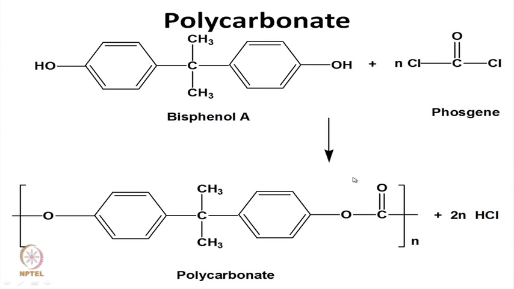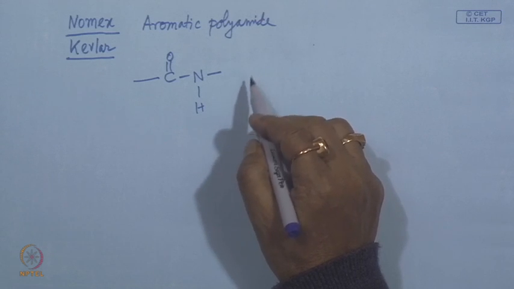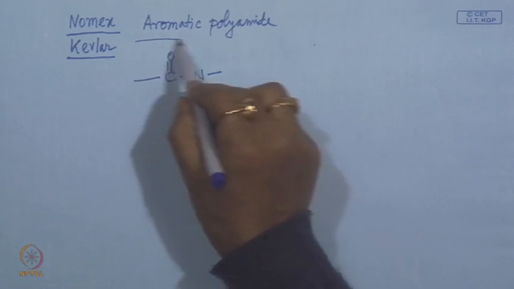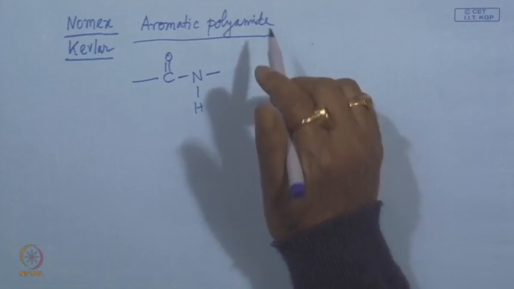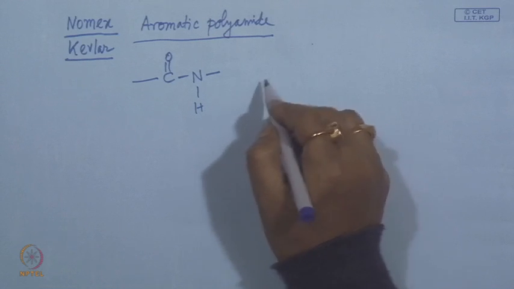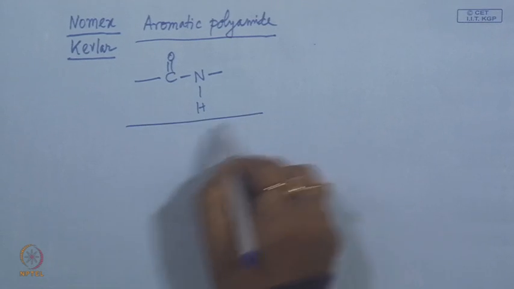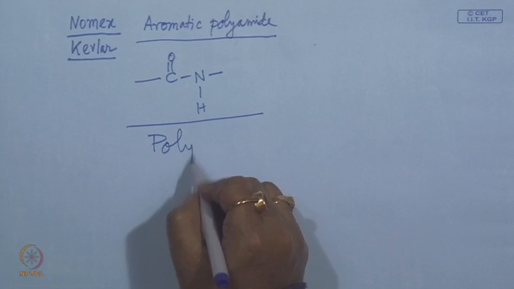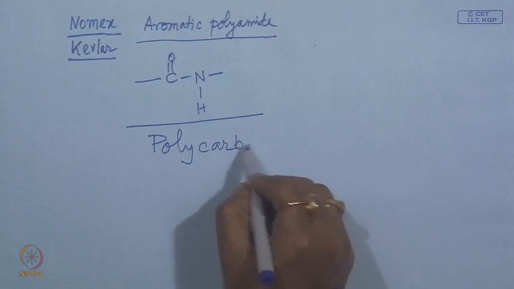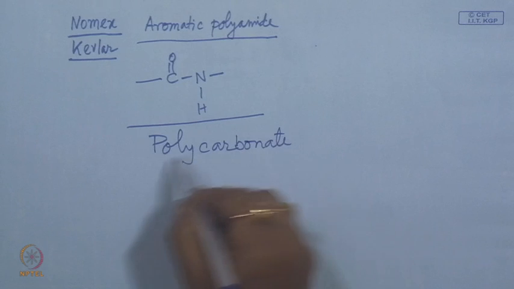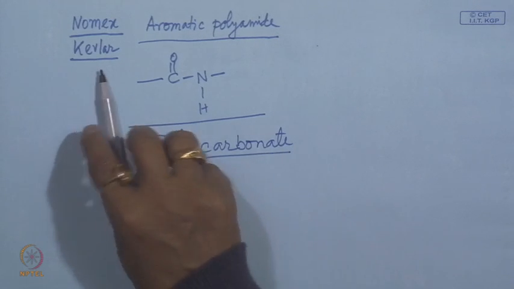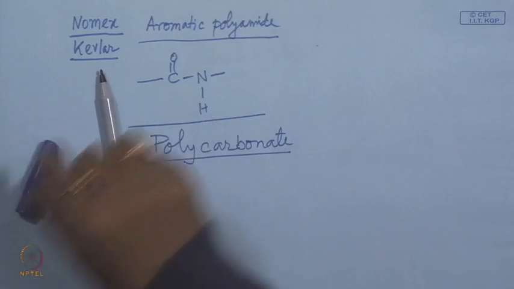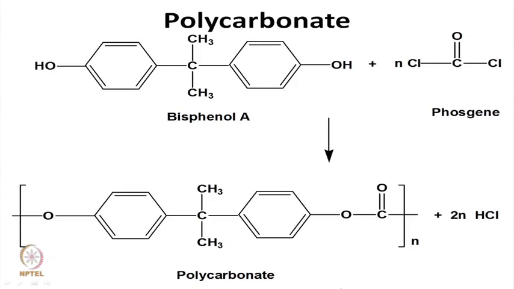So, this is all I have told about the aromatic polyamides or aromatic nylons and aliphatic nylons, and polycarbonate. Next polymer is polycarbonate. Now, carbonate means it contains CO3 group. This carbonate group is present in the polymer along with the phenyl rings.